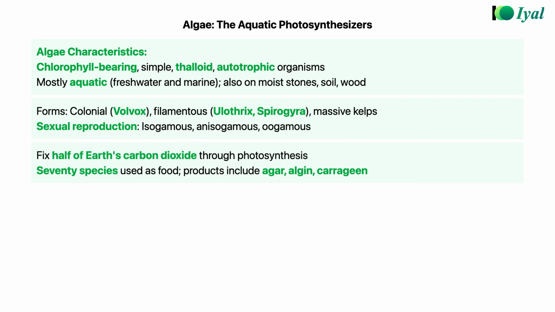Here's why algae are so important. They fix at least half of the total carbon dioxide on Earth through photosynthesis. That's huge. They also increase dissolved oxygen levels in their environment. About 70 species of marine algae are used as food, species like Porphyra, Laminaria, and Sargassum. And we get commercial products from them too, like agar from Gelidium and Gracilaria, which we use to grow microbes and make ice creams and jellies. There's also algin from brown algae and carrageen from red algae. Even Chlorella, a unicellular alga rich in proteins, has been used as a food supplement by space travelers.